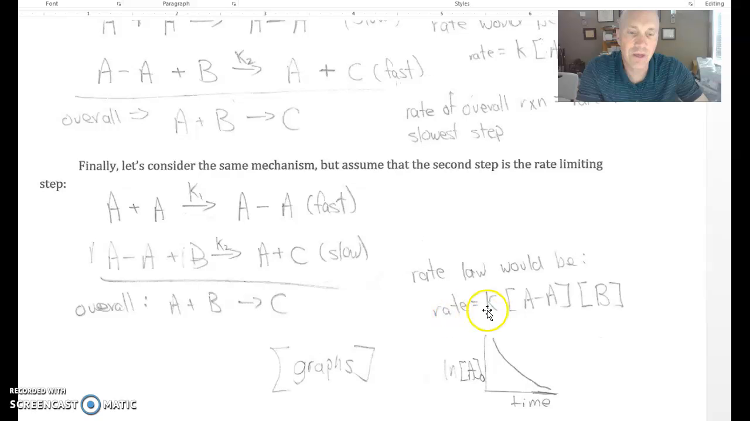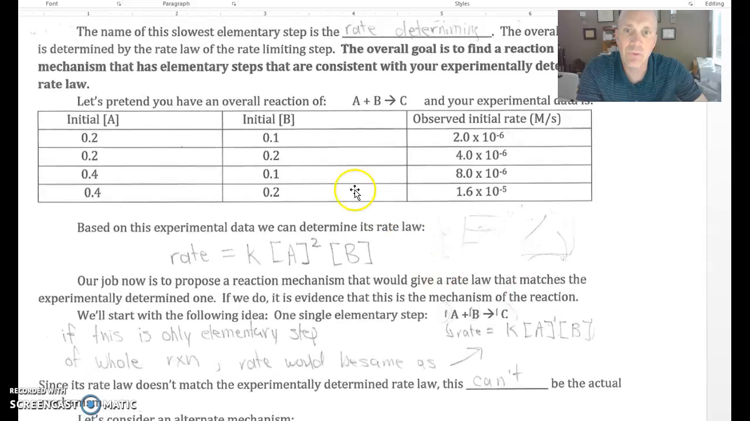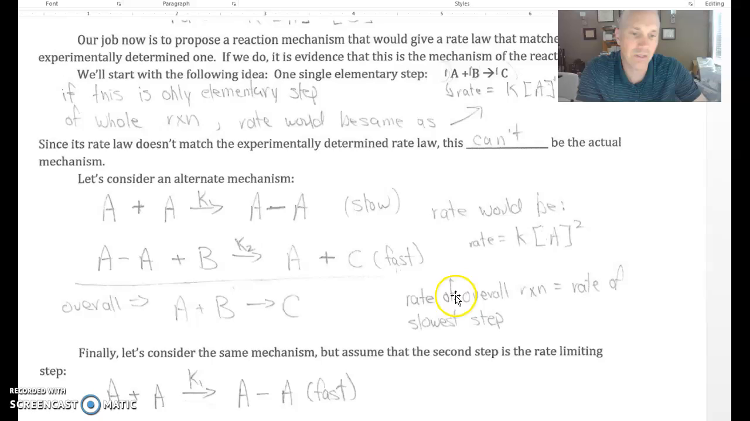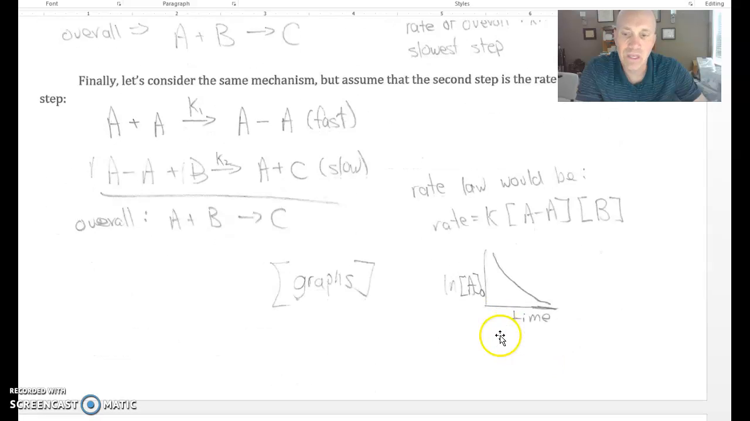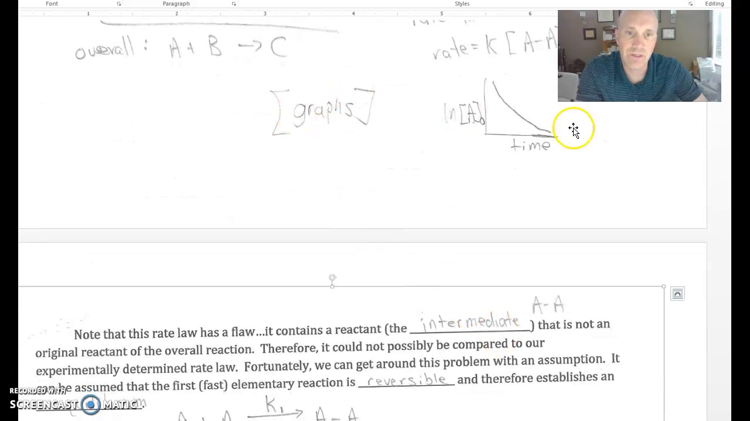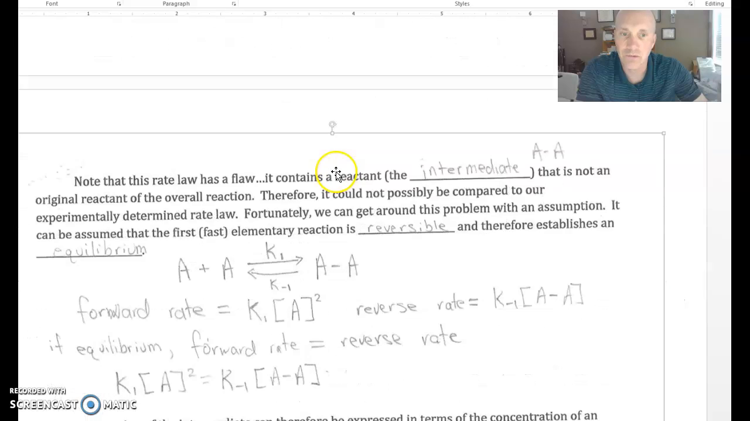So the problem with this particular rate law is that this right here is an intermediate. So we don't have any way to have that as our experimental rate law, because when we're doing the experiment, we don't have a bottle of this intermediate laying around, so we can't control the initial concentration of that. But there's a way that we can deal with this. By the way, ignore these graphics right here.